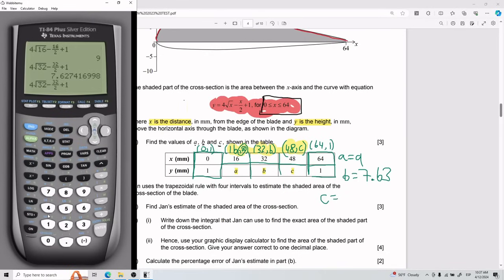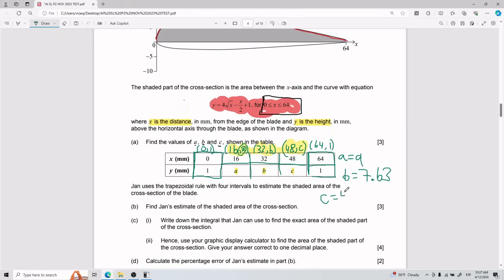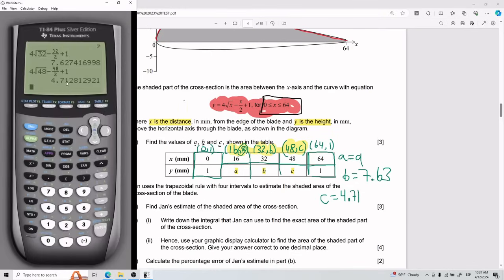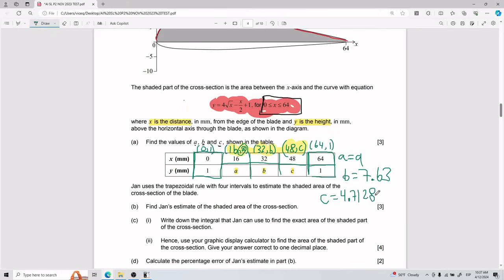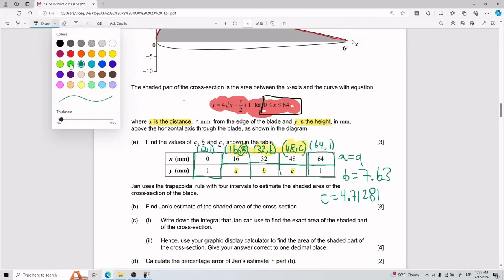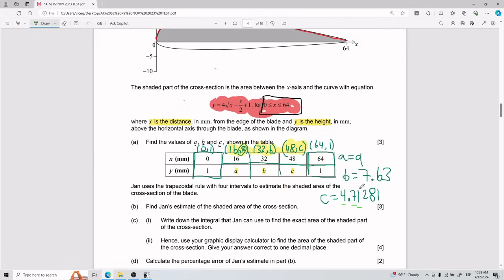And that, ladies and gentlemen, is part A. Notice how part A is worth 3 points, so I think it's some very easy 3 points. For C, we get 4.71281. If you want to do significant figures, sorry I didn't explain it before, but it's pretty straightforward. You're going to count 1, 2, 3, and ask yourself, do I round this up or down? Do you keep it the same or do you round it up? You keep it the same. And so you're going to leave C equals 4.71. All right, so that is A, B, and C.